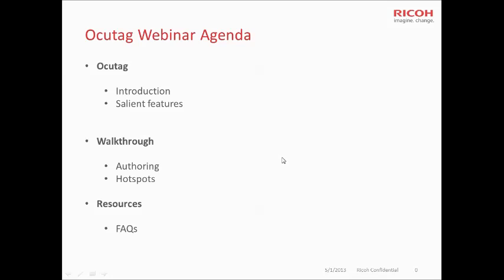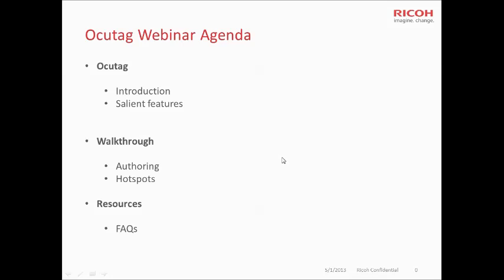Today's session is going to be a quick introduction to the Ocutag visual search platform. We will touch upon some of the features that Ocutag provides. I'll also walk you through the authoring experience, how you can index images on the Ocutag portal, and how you can create hotspots, essentially a way for you to mark different regions of a particular image. After that, I'll briefly touch upon some of the resources available to you as you keep developing your app for this app challenge. Then there are one or two frequently asked questions that I will also cover in this webinar.